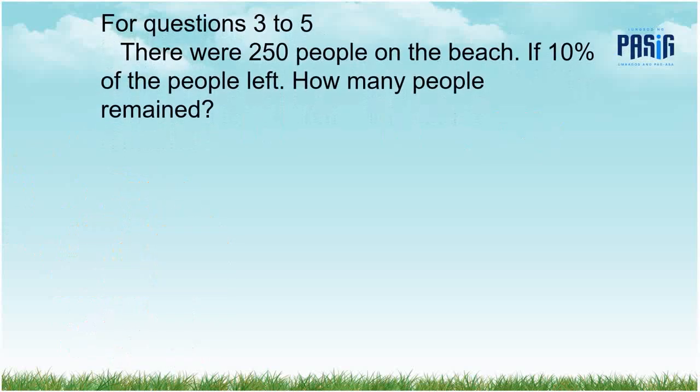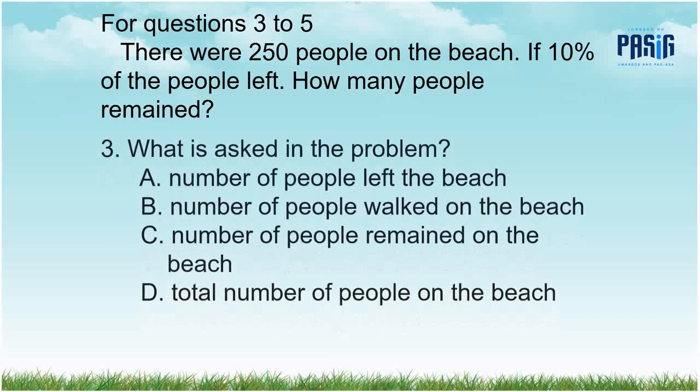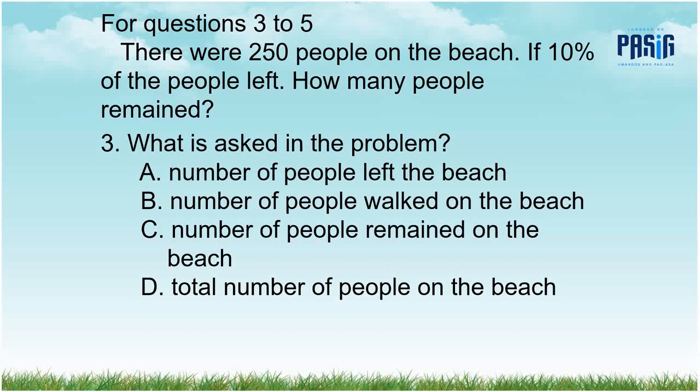For questions 3 to 5, here is the problem. There were 250 people on the beach. If 10% of the people left, how many people remained? Number 3. What is asked in the problem? A. Number of people left the beach. B. Number of people walk on the beach. C. Number of people remain on the beach. D. Total number of people on the beach. Choose your answer. Answer is letter C. Number of people remained on the beach.